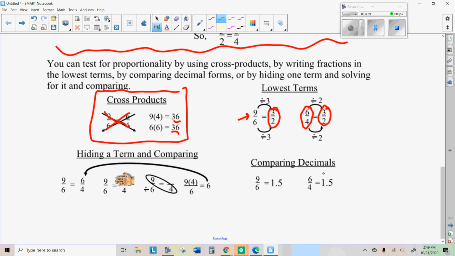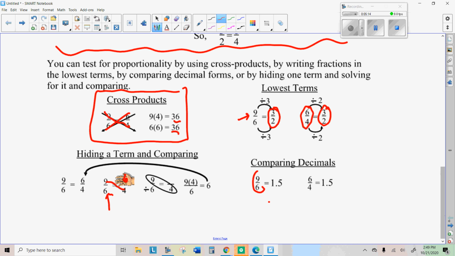Okay. You could do it this way where you hide a term and then compare. If you hide one of the terms, then do the cross product, so you do 9 times 4, and then you divide that by the other number, 6. That's 36 divided by 6. You should get the number that you hid, which is 6. And that works. The other thing is just change them to decimals or percents if you like. But changing them to decimals works really good.